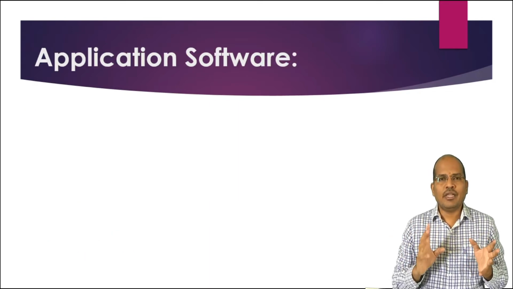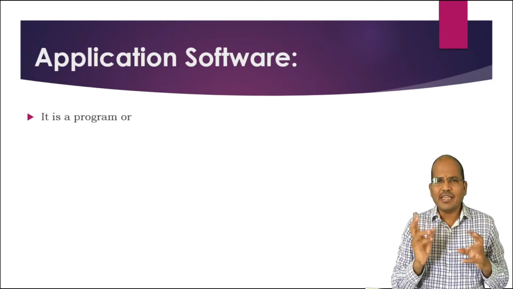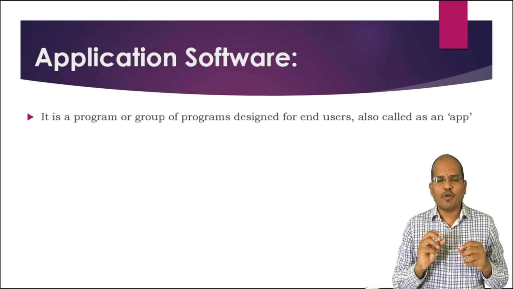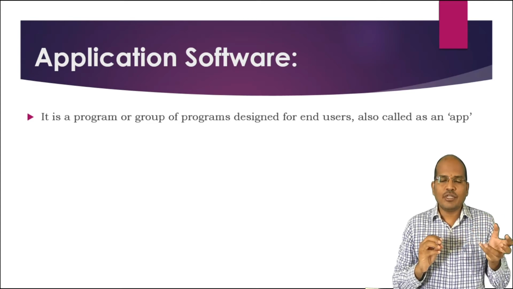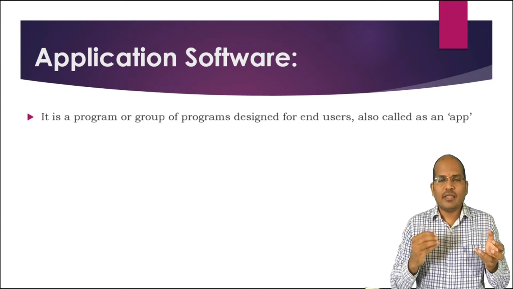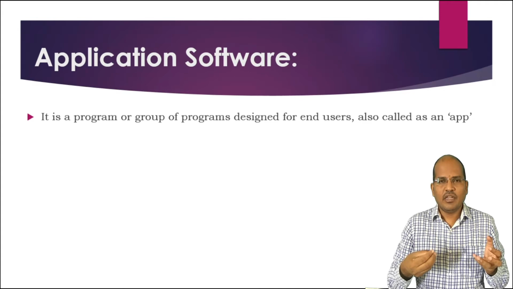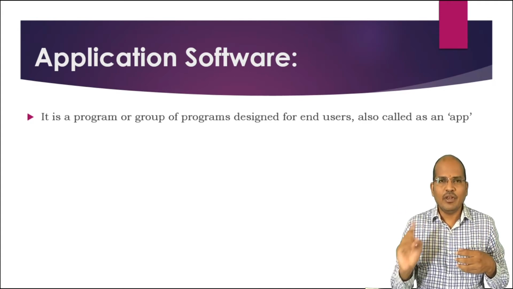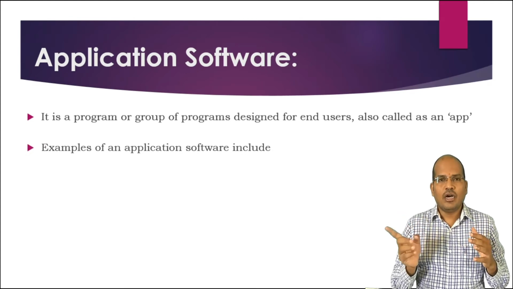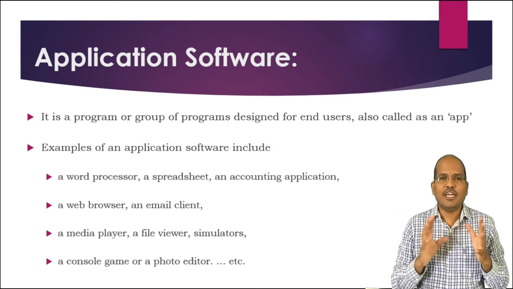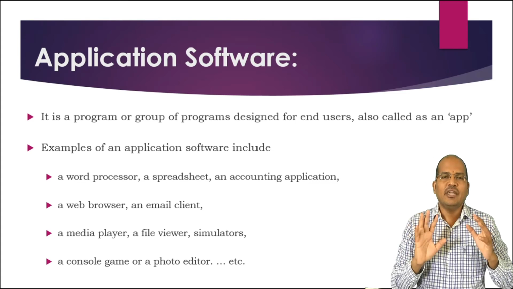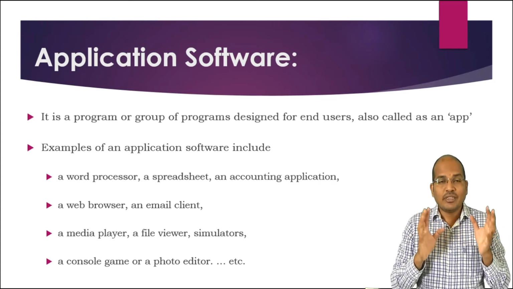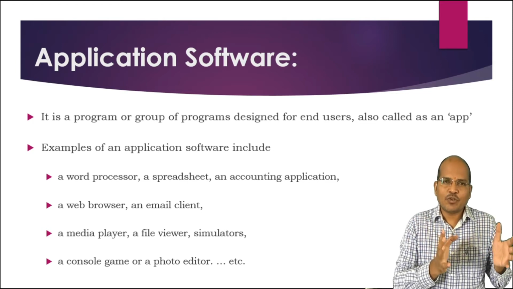Now going ahead, what is an application software? As the name says, application software. It is a program or group of programs designed for end users to make their task function properly, and we call applications in short as app. For example, you'll be using MS Office, right? MS Office contains a word processor, it contains spreadsheets, it contains all the required things for the accounting applications. So that is an application software.